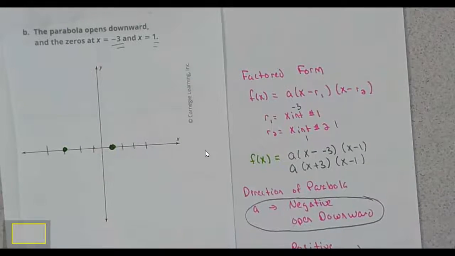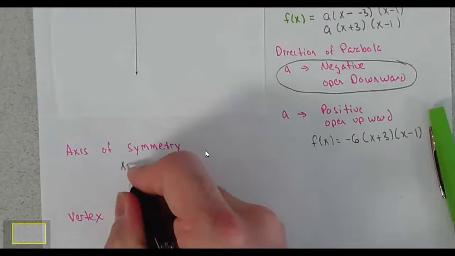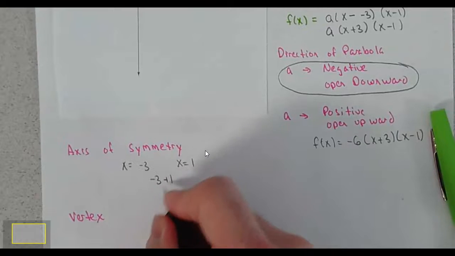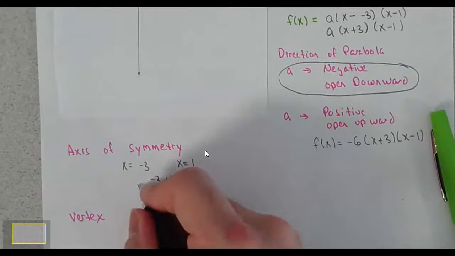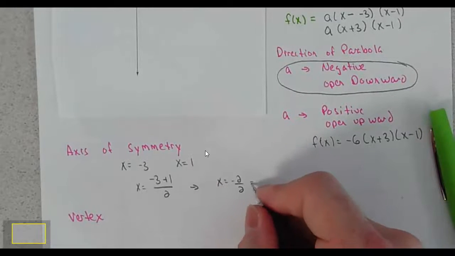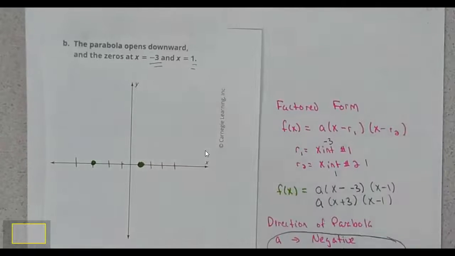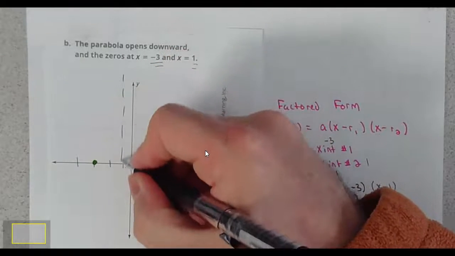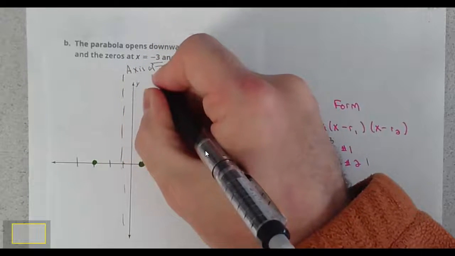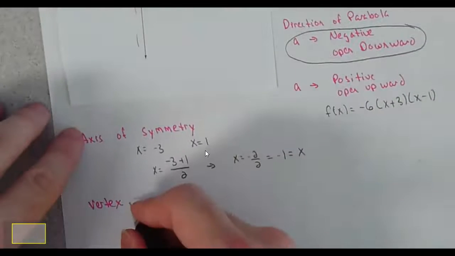Okay. All right, so after that, we want to try to find our axis of symmetry. Remember, the axis of symmetry is in the middle of whatever our x-intercepts are. So we're going to take -3 plus 1 over 2. So in this case, our axis of symmetry is going to be -2 over 2. So that's going to be -1. So I'm going to draw my axis of symmetry on my graph. My axis of symmetry is going to be at x equals -1, which is right here. Now, why is that important? Well, it's important. It's also because the vertex is on the axis of symmetry.